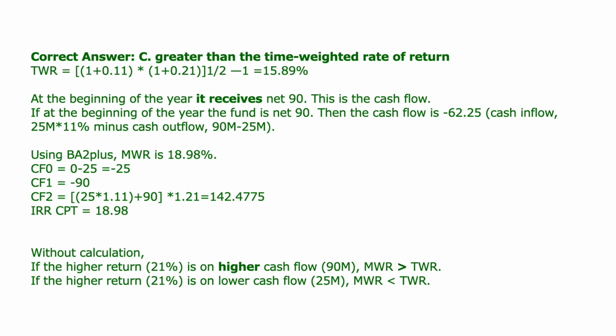If a large cash flow happens before a strong positive return, money-weighted return is greater than time-weighted return. If a large cash flow happens before a weak or negative return, money-weighted return is lesser than time-weighted return. Here, the big contribution before positive 21% makes money-weighted return higher.